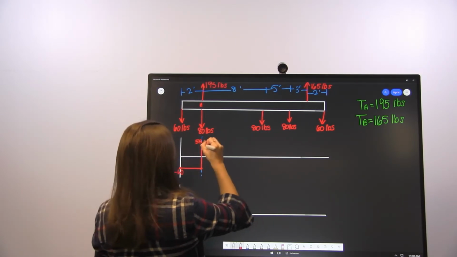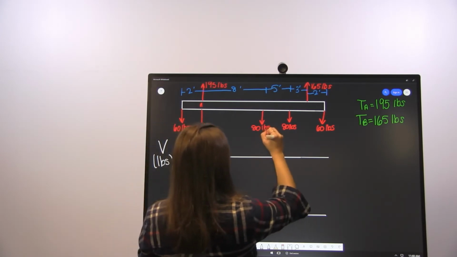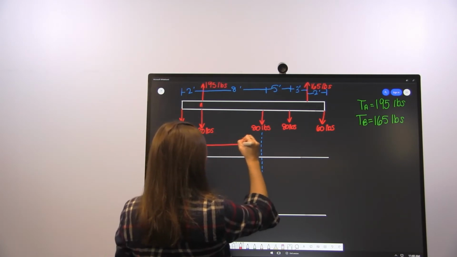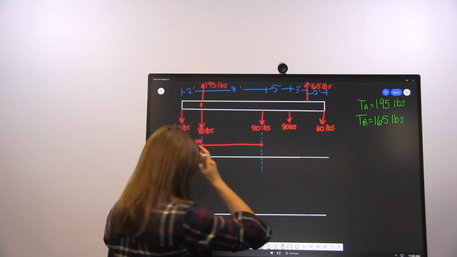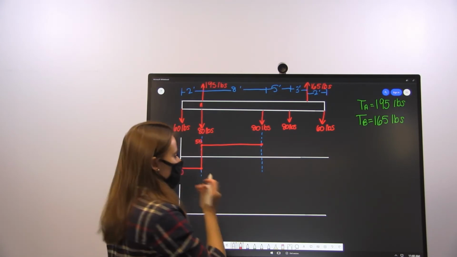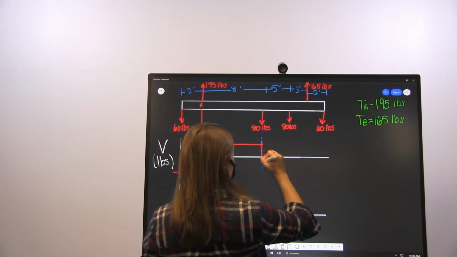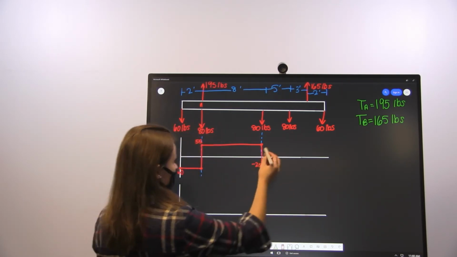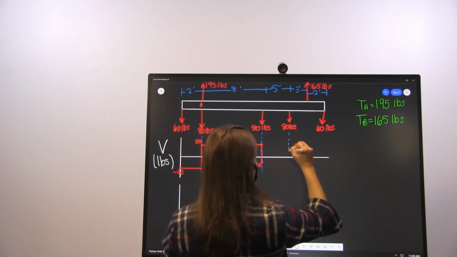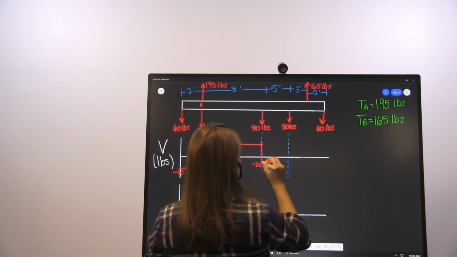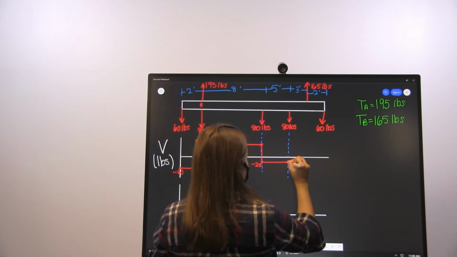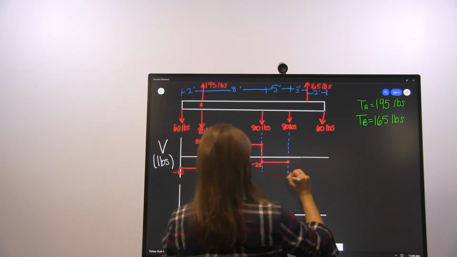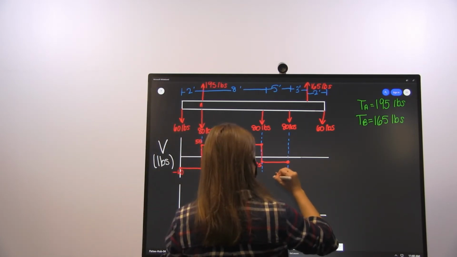So from there we have no other forces, there's nothing going on until over here. So it's a straight line until we get here. And we're just going to subtract 80 from 55, which gives us negative 25. So this negative 25, same thing, nothing's going on until we hit this other downward force of 80 pounds. Subtract 80 from negative 25, gives us negative 105.